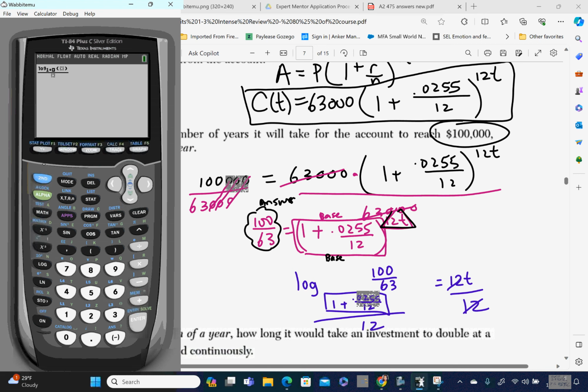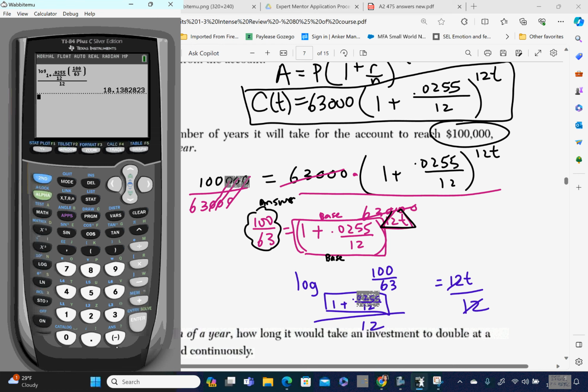0.0255 over 12. Okay, and then I'm going to go to the right. Here I'm putting another fraction, alpha y equals option number 1, putting the 100 on top and the 63 on the bottom. Okay, nothing is hard, just plugging it into the calculator, and then I'm going to hit enter.